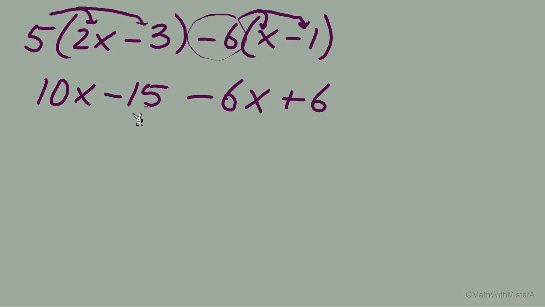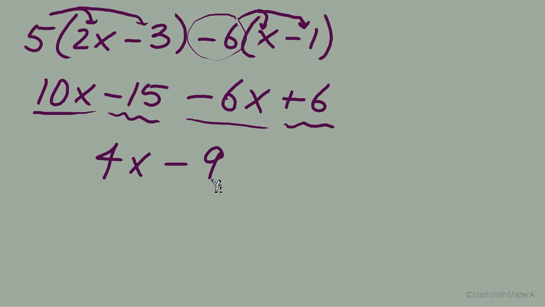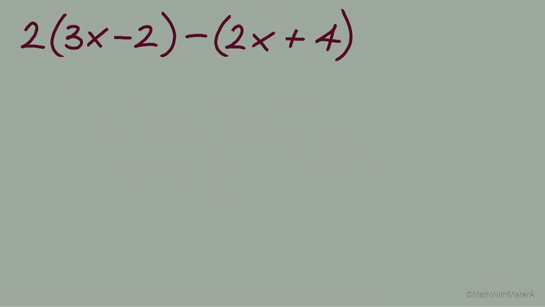So now let's combine our like terms, 10x minus 6x, 4x, and negative 15 plus negative 6 equals negative 9. Our next example looks kind of similar again. We need to first distribute this 2. 2 times 3x is 6x. 2 times negative 2 is negative 4.